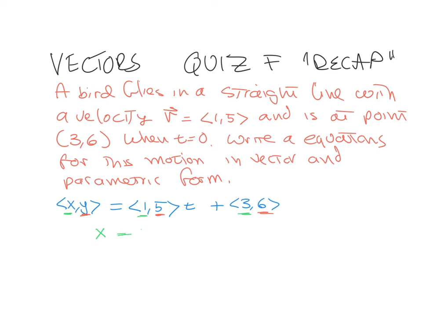So we have x equals 1 times t plus 3. And then for the y, we'll do this in a red pen. y equals 5t plus 6. And, well, that's all there is.